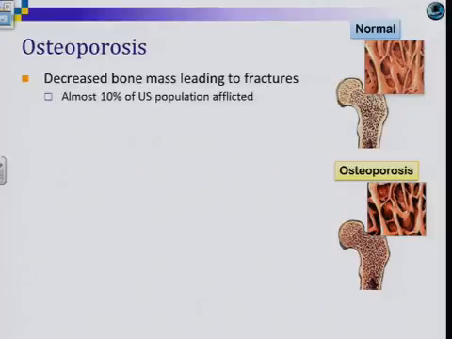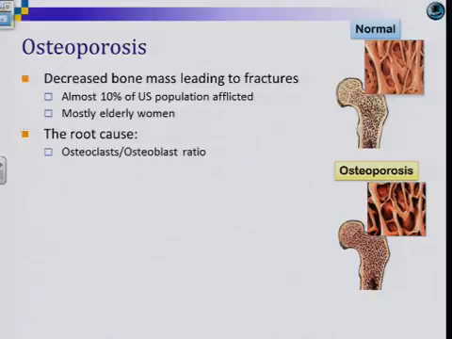Almost 10% of the United States population is afflicted at least a little bit by osteoporosis, although in an awful lot of these people, it's asymptomatic; it hasn't caused a fracture. And this population is made up mostly of elderly women. And the root cause of osteoporosis is a maladaptation in the osteoclast-osteoblast activity ratio, so that reabsorption is favored over formation.